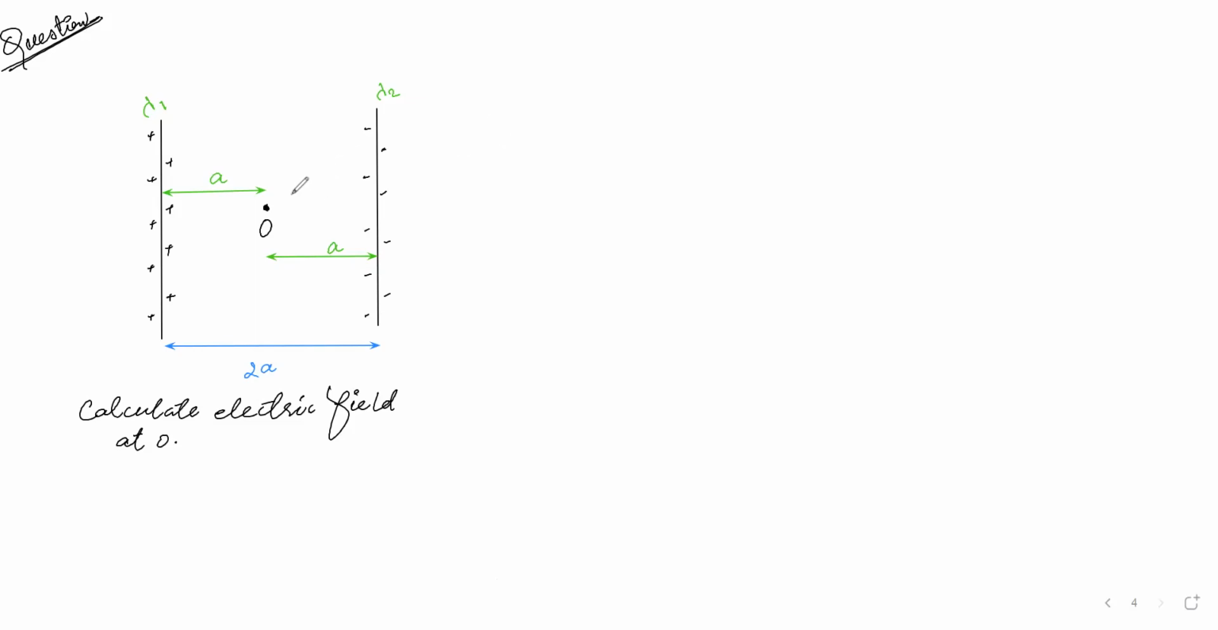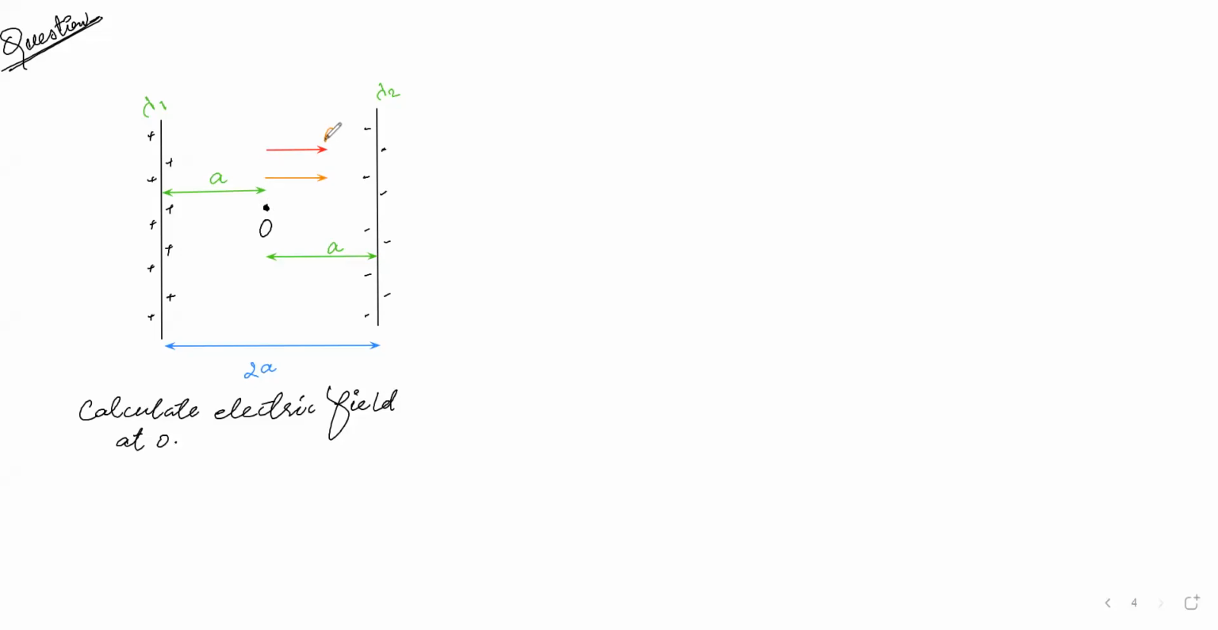Now, what is the direction of the field at point O due to the positive line charge? Can you repeat? What is the direction of the electric field due to a positive line charge? It will always be away from the positive charge. Yes, sir, outwards. Similarly, what will be the direction of the field due to the negative charge? Inwards, towards the charge.